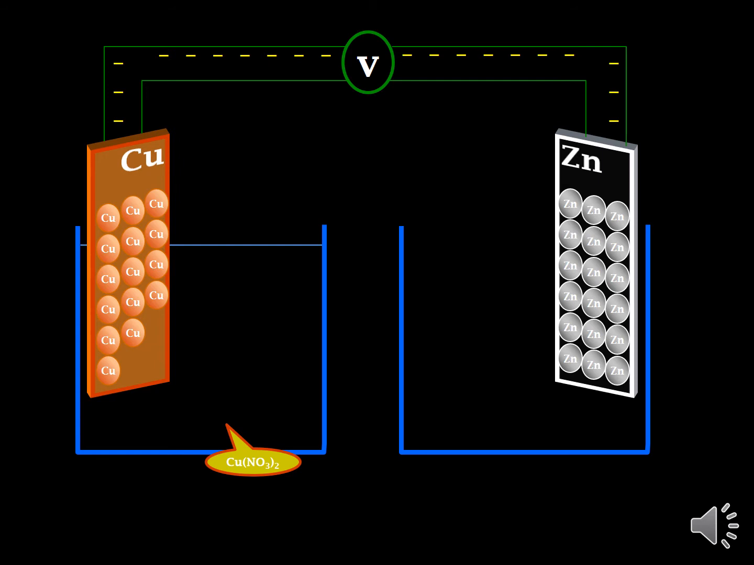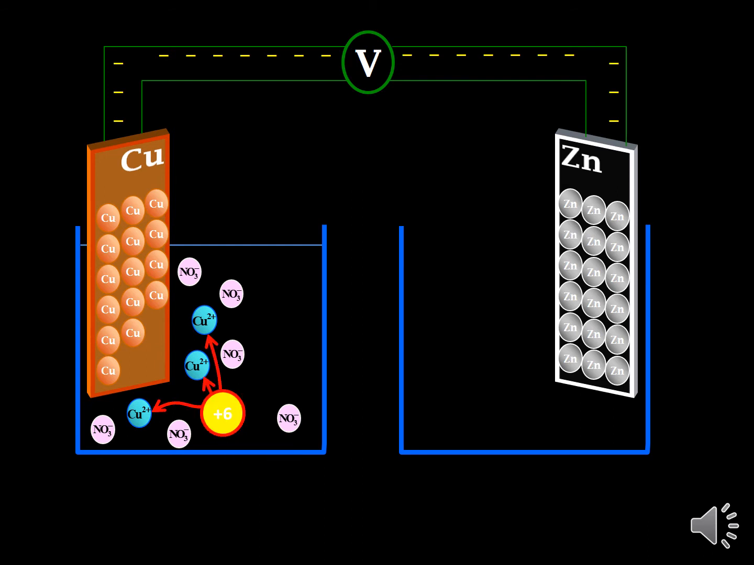In the left container, which contains the copper electrode, we are going to add the electrolyte of copper nitrate. This copper nitrate electrolyte converts into copper plus 2 ions and nitrate negative ions. One copper plus 2 ion has plus 2 charge, so 3 copper ions have plus 6 charge, and one nitrate ion has minus 1 charge, so 6 ions have minus 6 charge.